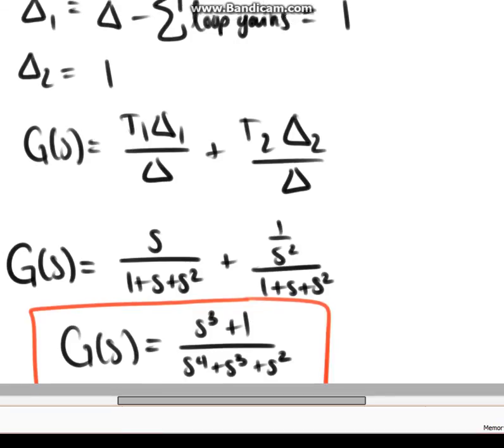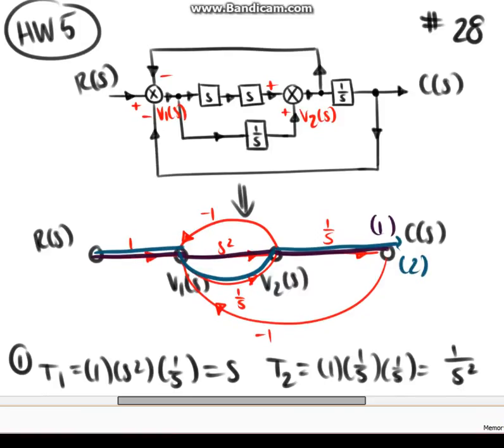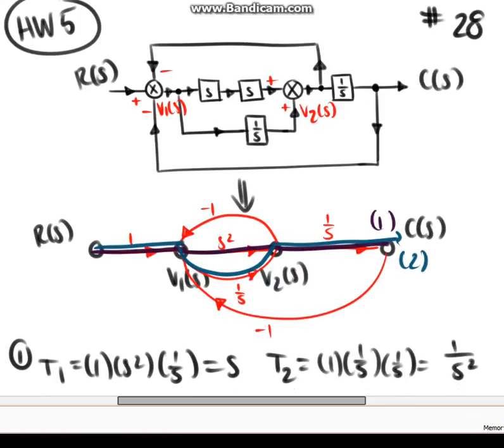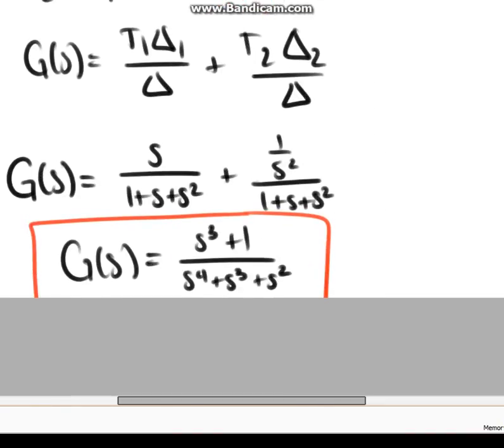So, yay! We did it! We were able to find the transfer function of this block diagram using Mason's rule.